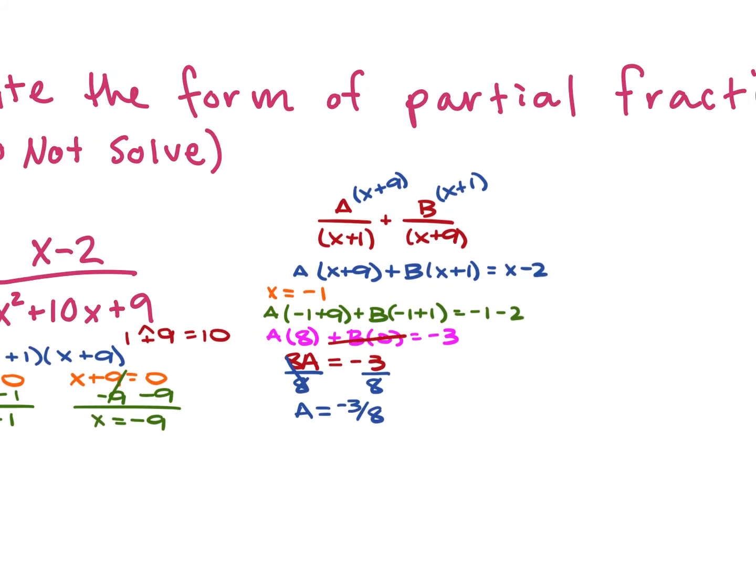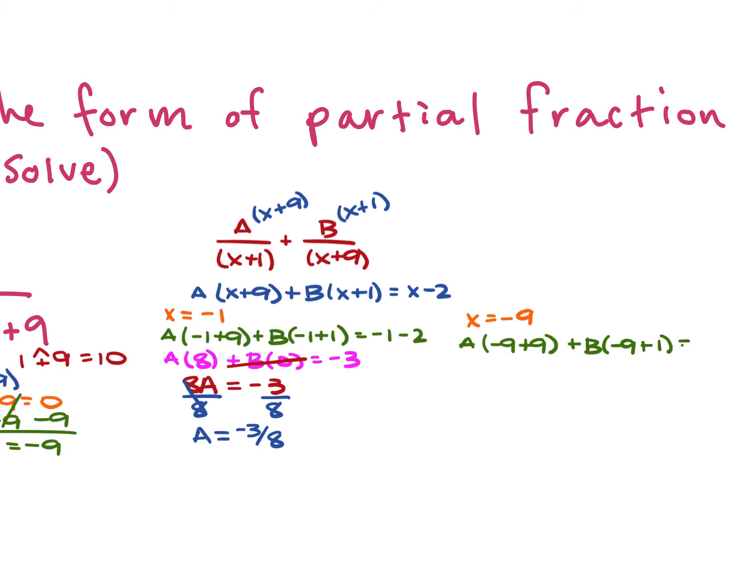We're also going to let x equal negative 9. So we're going to have a times negative 9 plus 9 plus b times negative 9 plus 1 is equal to negative 9 minus 2. This is going to leave us with a times 0 plus b times negative 8 is equal to negative 11. A times 0 cancels out, so it's negative 8b is equal to negative 11. Divide each side by the negative 8, and we get that b is 11/8.